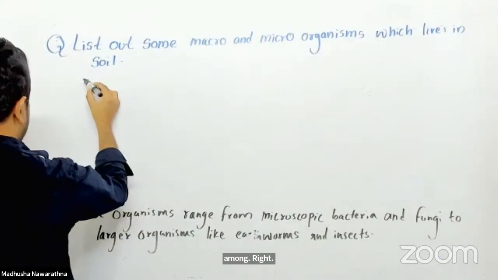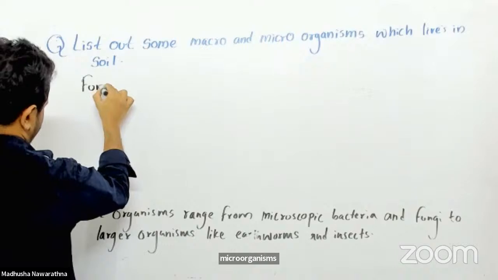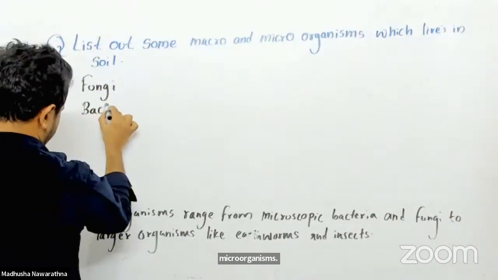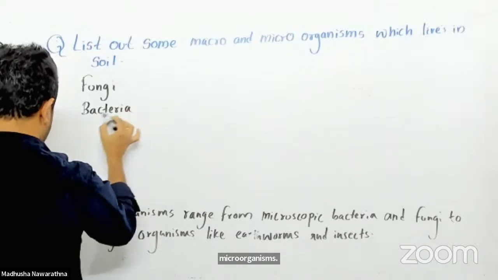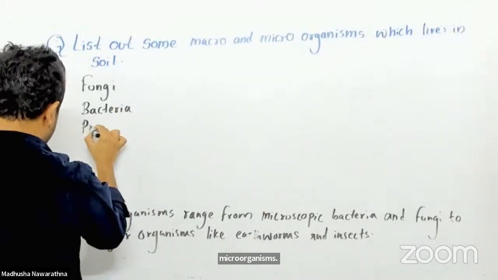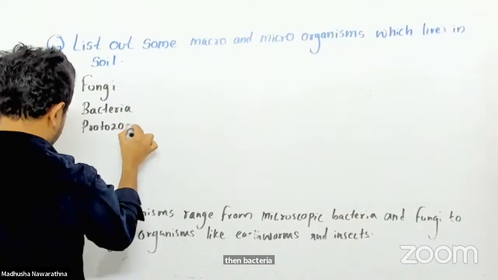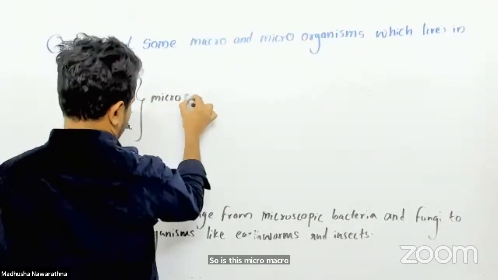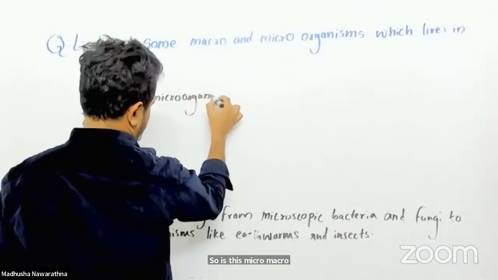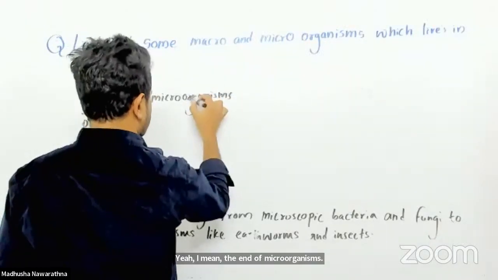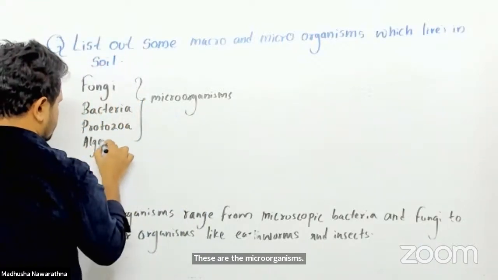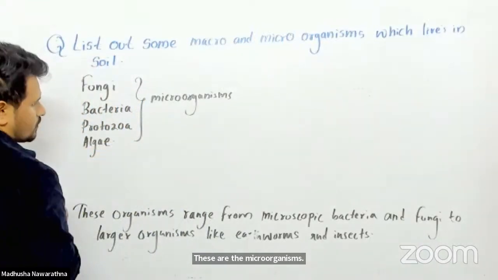Microorganisms, what can we write? Fungi. Then bacteria. And then we have the protozoa. So is this micro, macro? Yeah, these are the microorganisms. Even the algae. We can observe the algae.